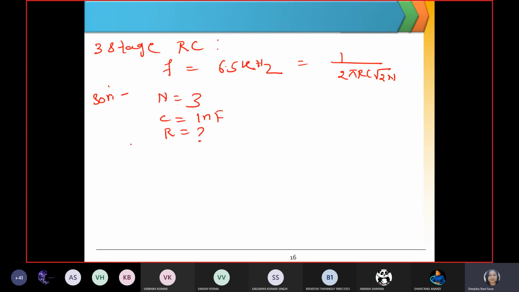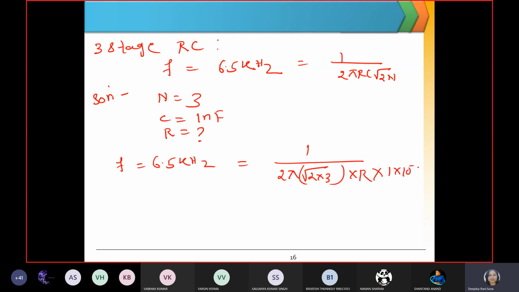So if you put that into the equation, F equal to 6.5 kilohertz, which is equal to 1 by 2 pi square root of 2 into 3 into R into 1 nanofarad. What is the answer we will get? R we may get 9995 ohm, or nearly equal to 10 kilo ohm.